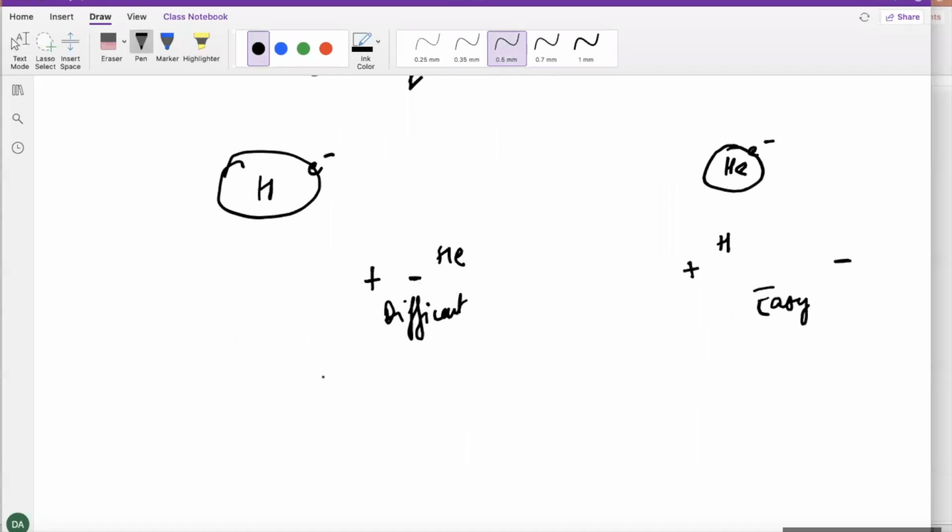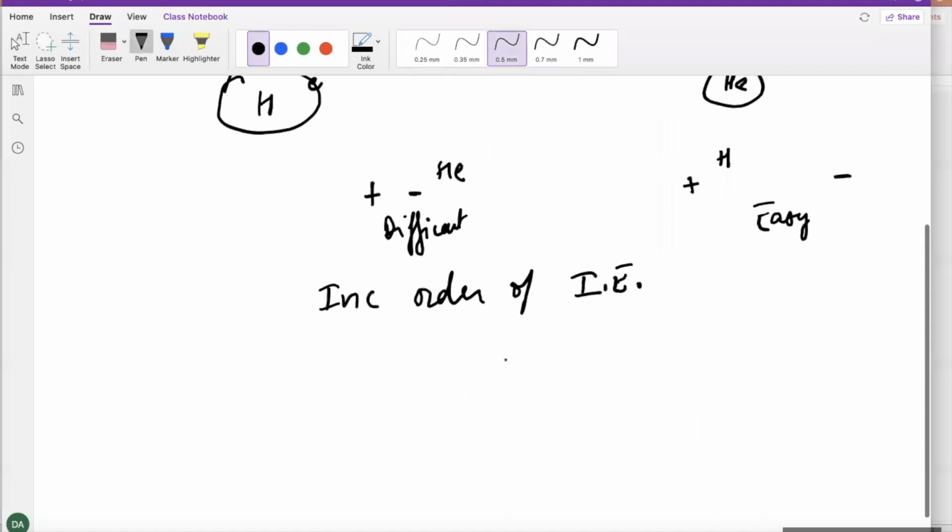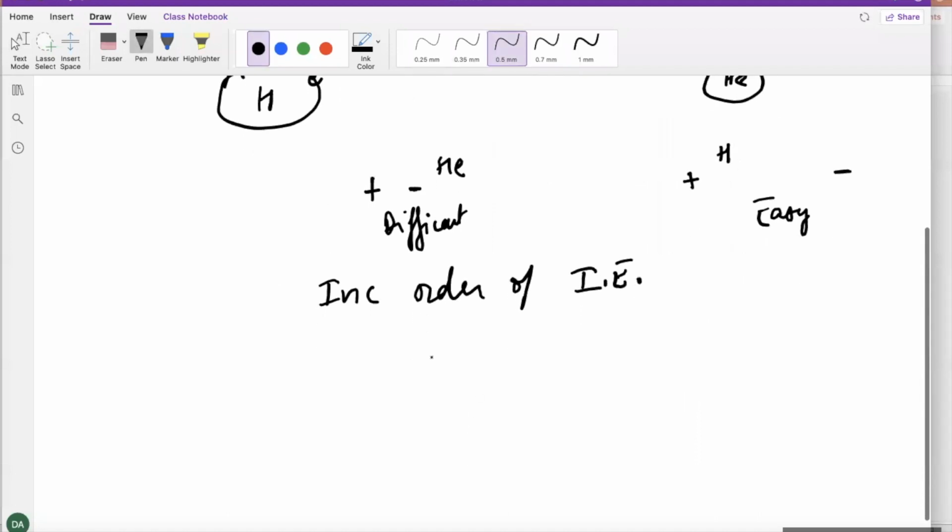So if I ask you to put them in the increasing order of ionization, and guys, ionization energy is shown as IE. So increasing order of ionization energy, increasing meaning who is going to take less energy, guys? The one who is easier is going to take less energy. I have to put less effort to remove this electron. If it's difficult, I have to put more energy to remove that electron.